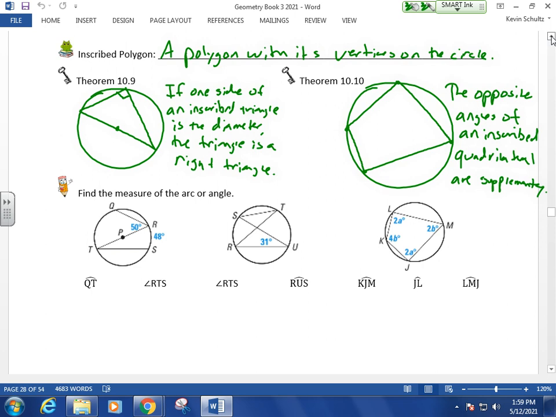So, if you know that this is 80 degrees, what can you tell me about the measure of the angle opposite that? Gabby? 100 degrees, okay? Remember that the word supplementary means add to 180. And so the opposite angles of an inscribed quadrilateral are supplementary.